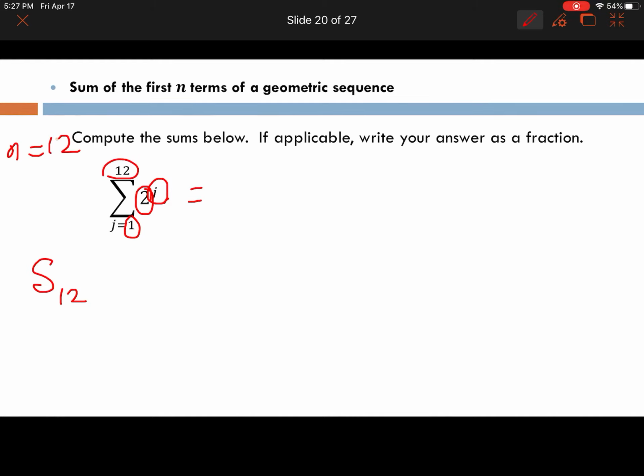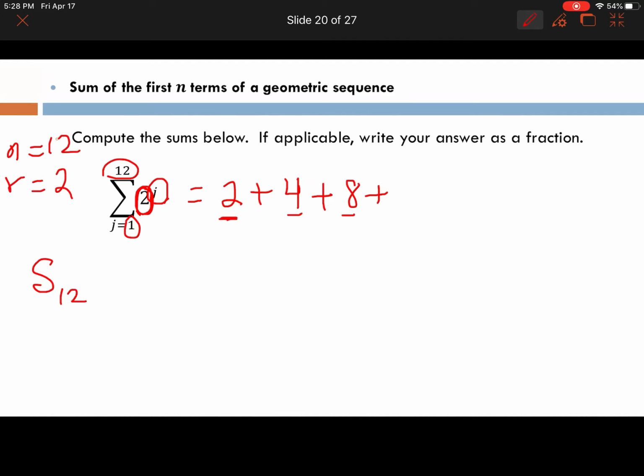So a sub 1, I'll plug in 1 for j, that's going to be a 2. And then when I plug in 2, I get 2 squared, and that's going to be 4. And if I just want to do one more, 3, that's going to be 8. So my terms are going to be 2, 4, 8. You see that every time I'm multiplying by 2.